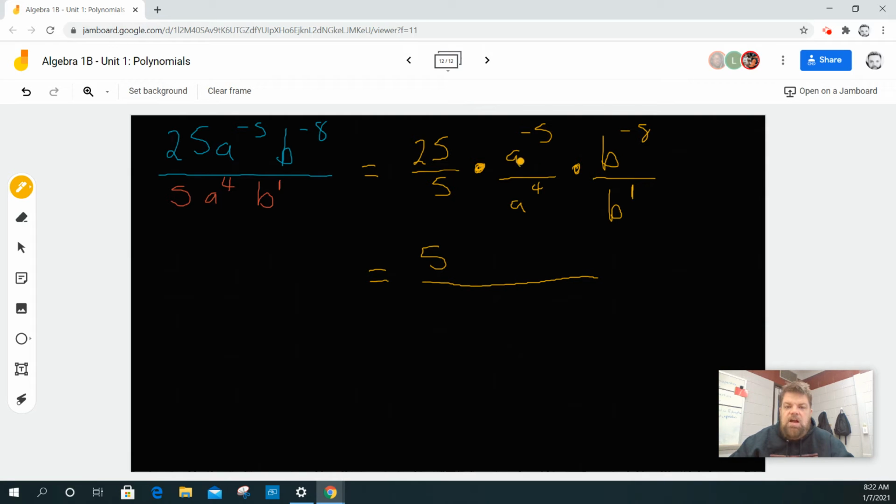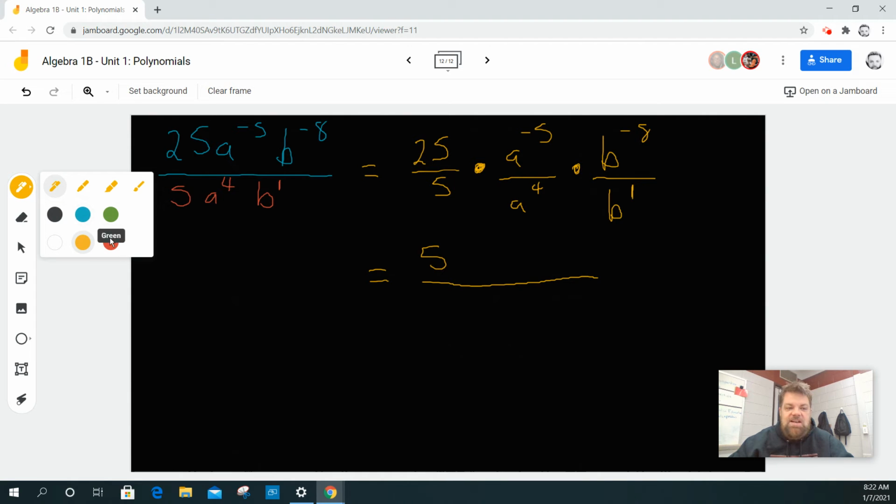Now over here, I've got a raised to the negative 5, but I know that I don't want negative powers. So to get rid of this negative power, remember, we just got to toss that down to the bottom, right? So the rule is I could toss this down to the bottom. Well, if I toss all 5 of these a's down to the bottom, I'm going to get 9.